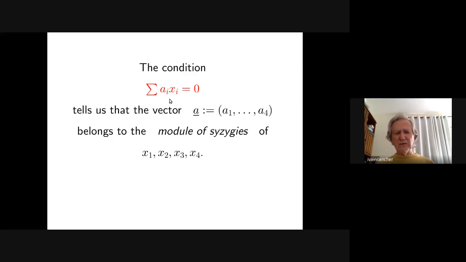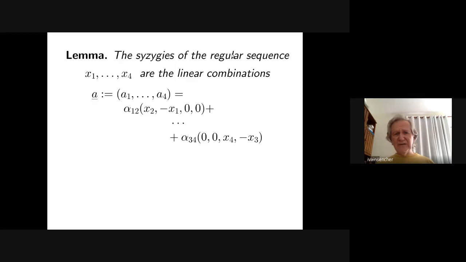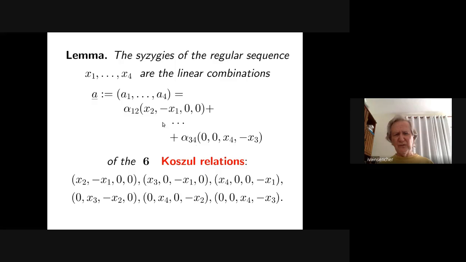Now, let's look again at the condition that defines projective one forms. So that's what one calls a syzygy of the homogeneous coordinates. So here's a simple syzygy. And it turns out that for the syzygies of the regular sequence x1 to x4, in fact, for any regular sequence, the only syzygies are the linear combinations of the so-called Koszul syzygies or relations, which presently are just 6. So this number 6 here is the same number as the dimension of the space of anti-symmetric 4x4 matrices. More in a moment.